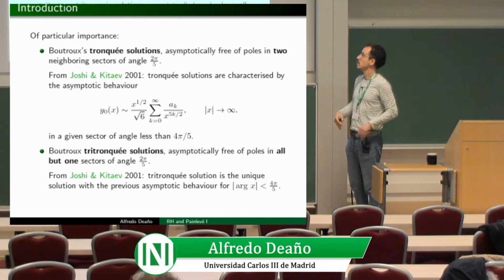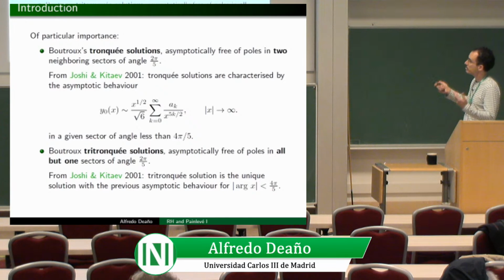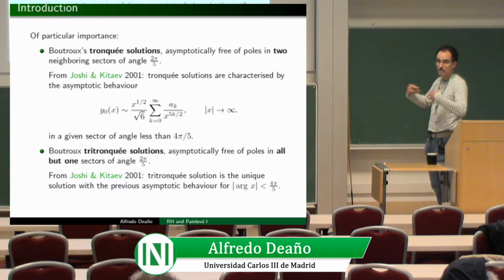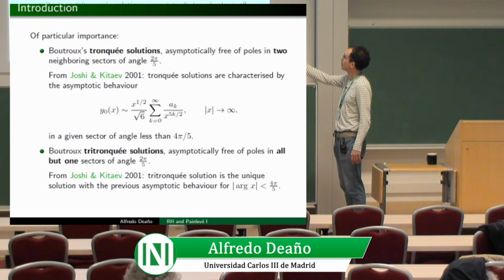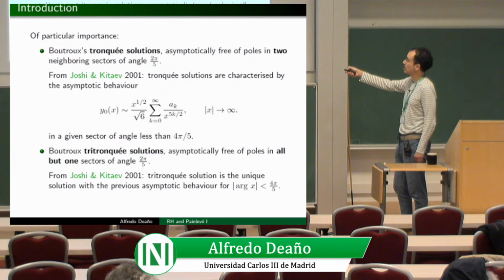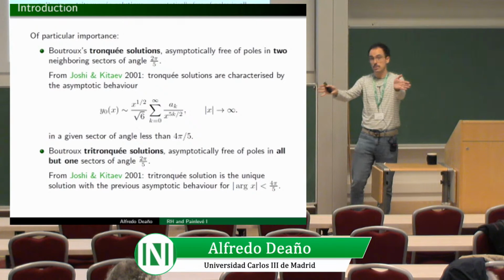A more modern, practical characterization was given by Nalini and Kitaev for the tronquée solution, and this also gives more information because it gives you the form of the asymptotic behavior in these pole-free sectors. So you have this algebraic behavior, and then you have an asymptotic series. These coefficients can be computed recursively. Basically, the tronquée solution is one that has this kind of asymptotic behavior in any sector of angle less than 4π/5, so two neighboring sectors of angle 2π/5.